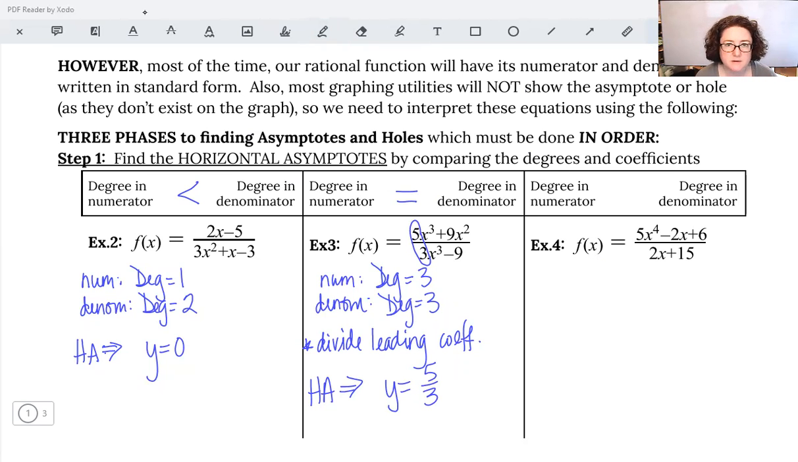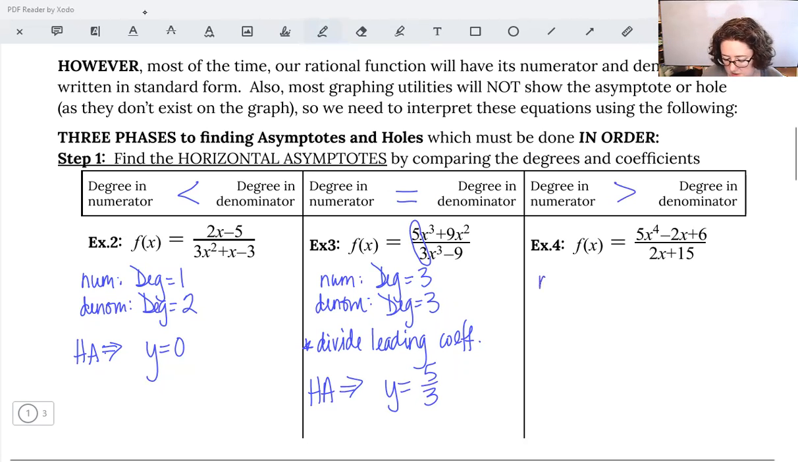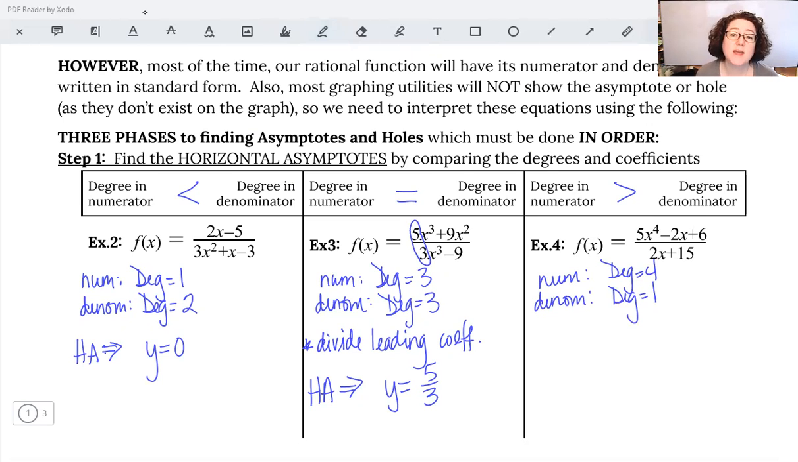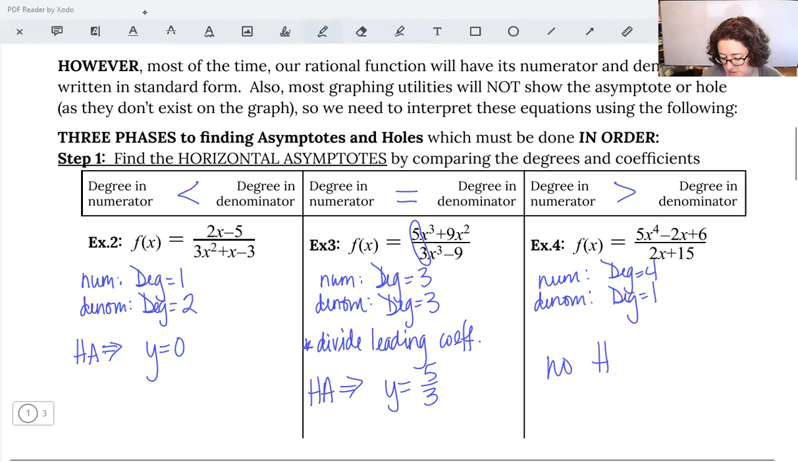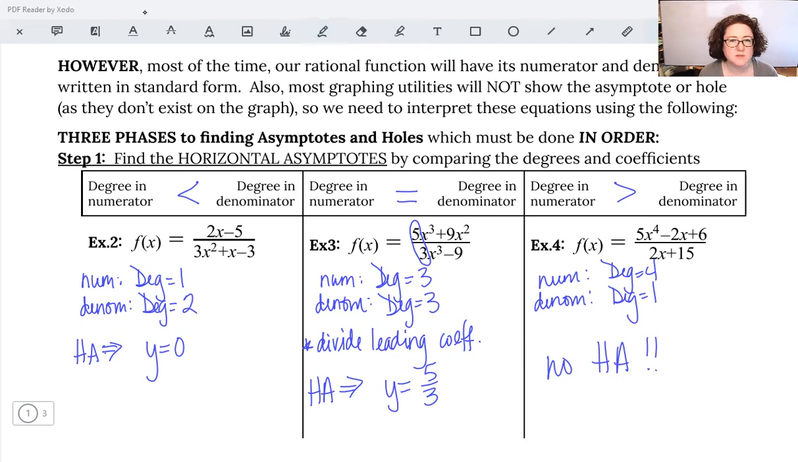Alrighty, then our third scenario, well, we did numerator less than, we did numerators equal. So in this last one, our numerator is greater than. Looking at our expression, the degree in our numerator is 4. Degree in the denominator is 1. When this happens, we actually do not have a horizontal asymptote. So no horizontal asymptote.